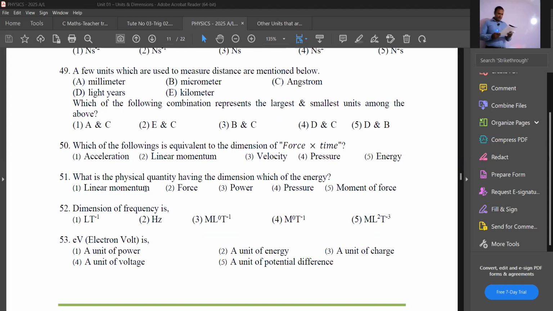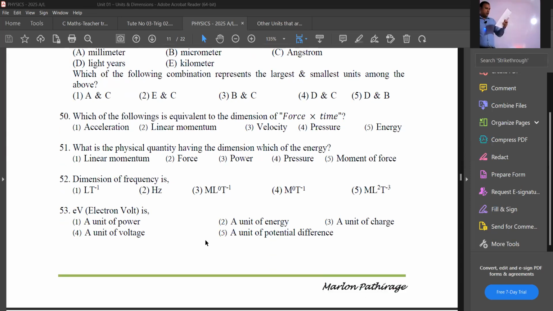Which of the following is equal to the dimensions of force into time? We have discussed this one in the morning. Force into time. What is the answer? Second one. Very good. Linear momentum. Momentum is equal to force into time. The second answer is the correct one.